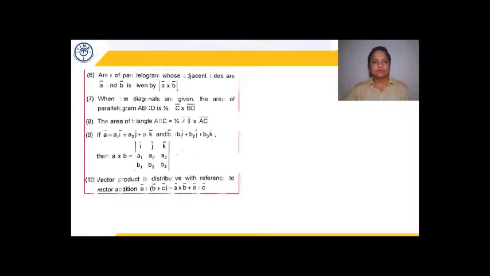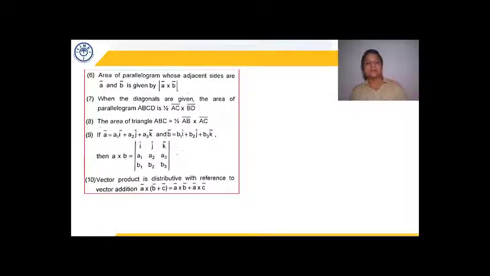Now moving to further properties. Area of a parallelogram whose adjacent sides are A and B is given by modulus of A cross B. Vector A, vector B are the adjacent sides of a parallelogram. If we can calculate A cross B and take a modulus, that gives us the area of a parallelogram.